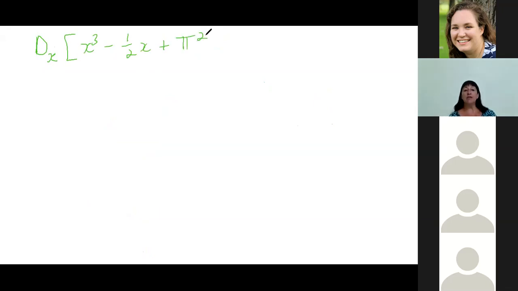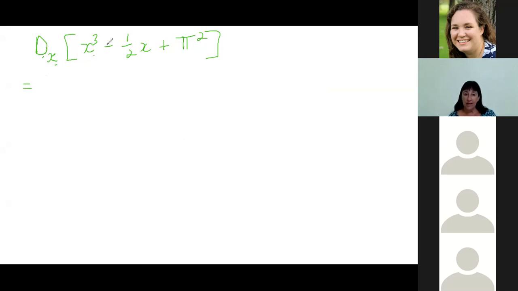Okay, if I wrote this, this means the derivative with respect to x of that. This is a different way that they can ask you to find the derivative, and you need to know the different ways, okay? Right, so the derivative of all of this. Once you take the derivative, you do not write the d, okay?